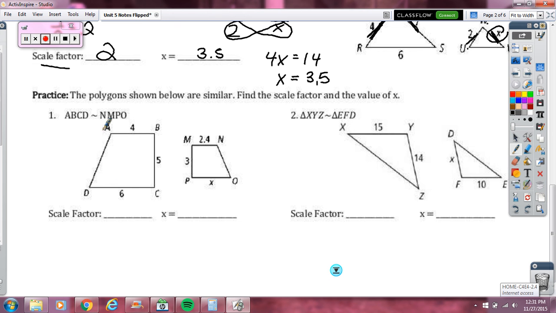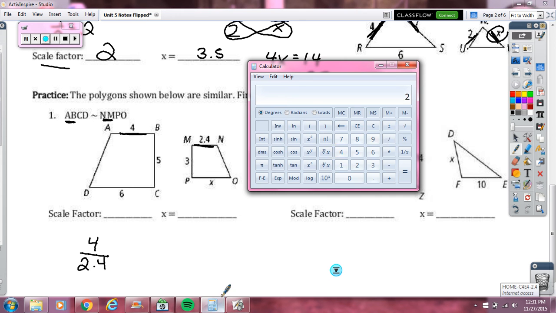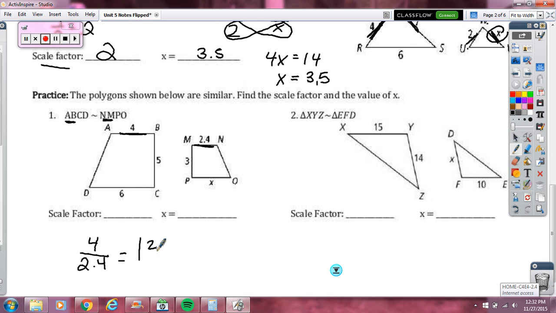So I'm going to try one more here with you and then leave you to try number 2. So I've got that ABCD is similar to NMPO. So let's see. Based on this, I would know that AB and NM go together. So those two. I'm going to use those numbers to figure out my scale factor. 4 divided by 2.4. I'll need my calculator for that. 4 divided by 2.4. Okay, 1.66667, which is 1 2/3. So that'll be my scale factor.